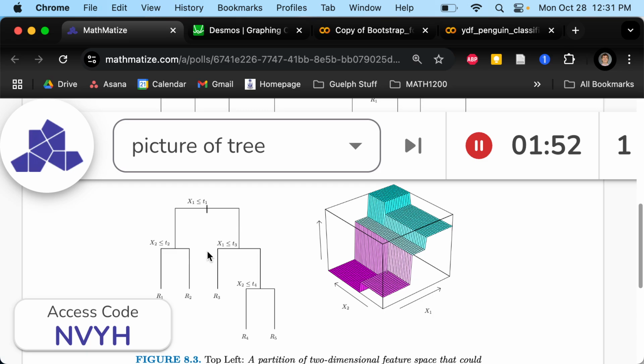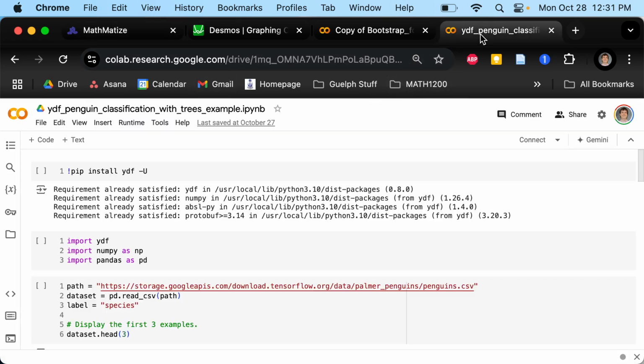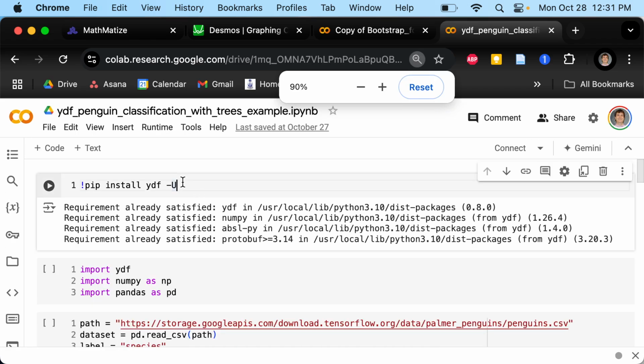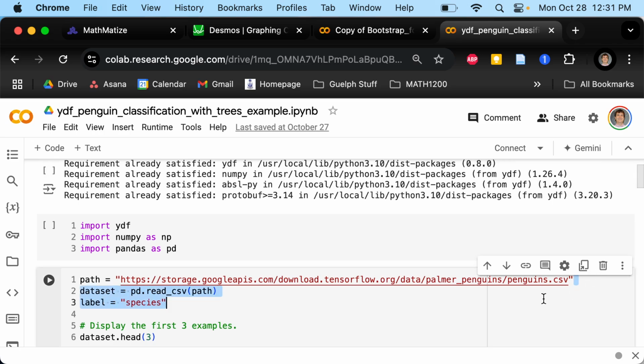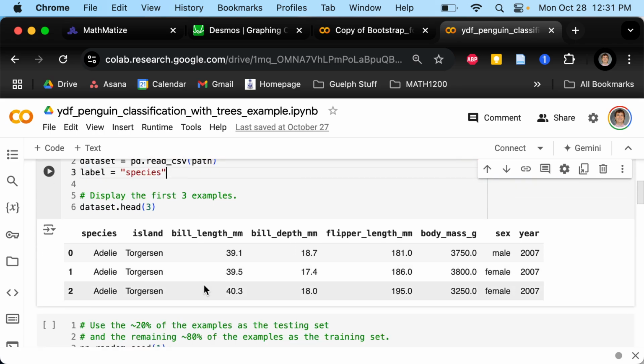I copied this example from the Google developers course on random trees, which is very nice. And they have this new package called YDF. YDF stands for some crazy tree. But they have this nice penguins database. Every entry in the database is a penguin. You can measure how long its bill is, how long its flipper is, how much it weighs, what year it was born, what island you found it on, and your goal is to classify which species it is.